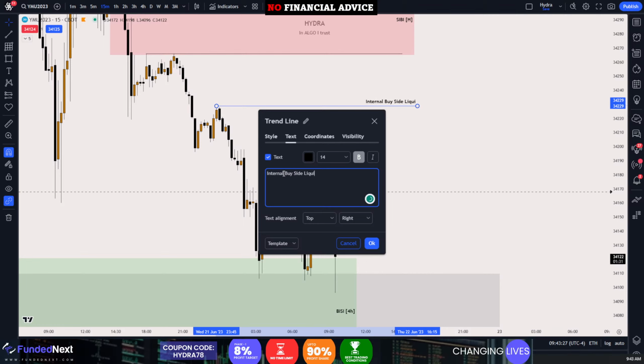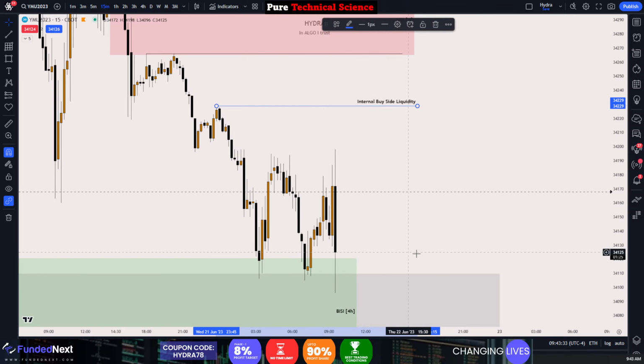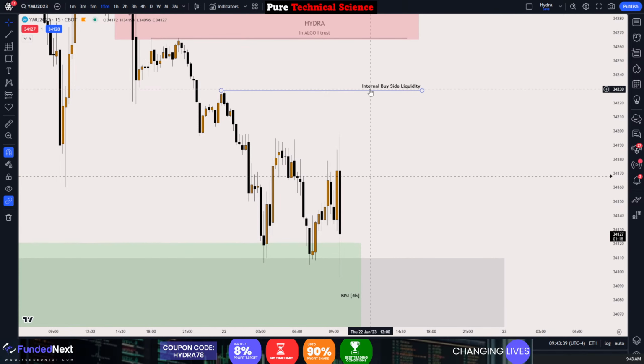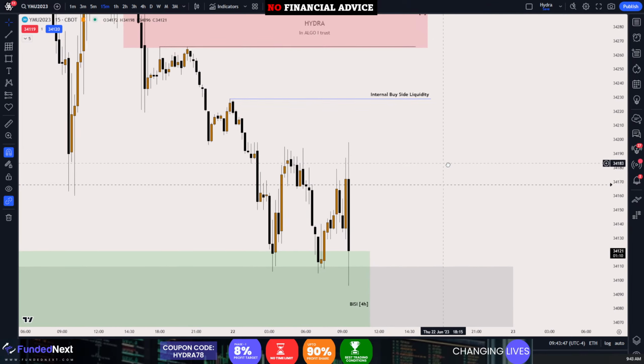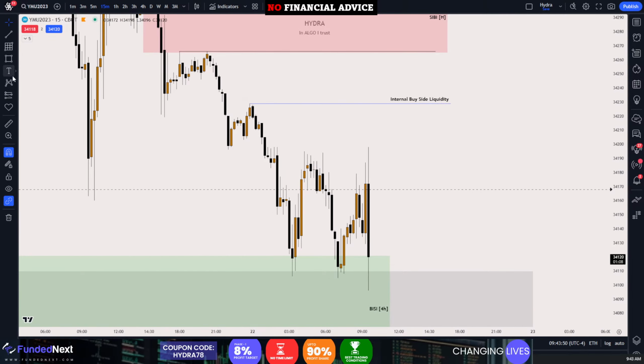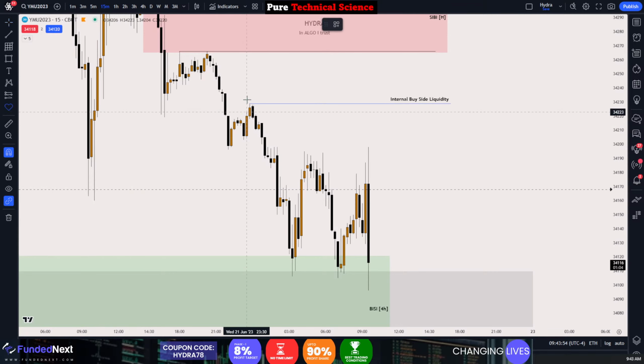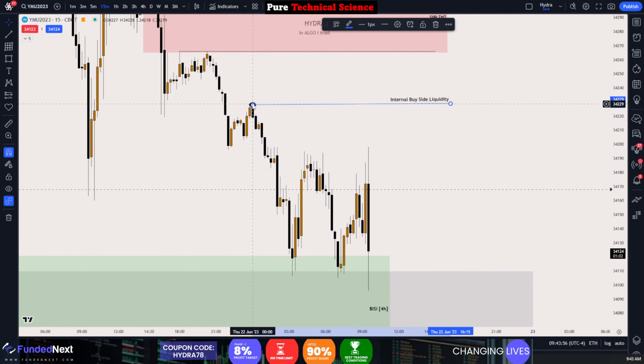Who can tell me why this is an internal buy side liquidity? Why am I saying it's internal? Do you guys know? If you know, can you please share with us in the chat section? Can you tell me why I am marking this swing high as internal liquidity? So this is gonna be my point of interest. I would like to see price coming here, so I'll put an I here like this.